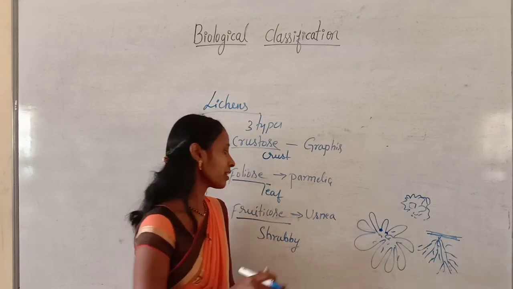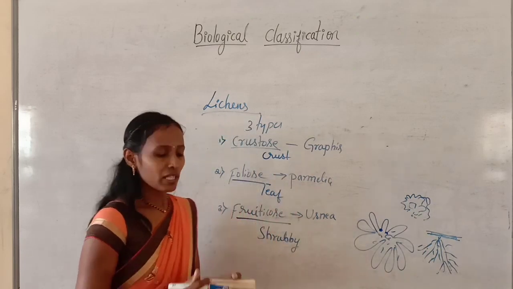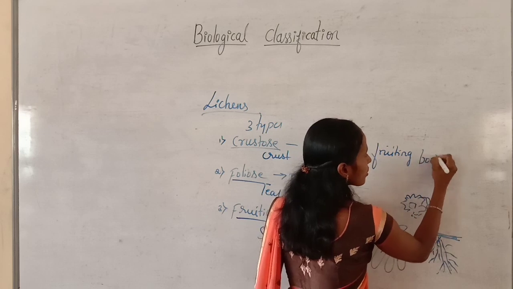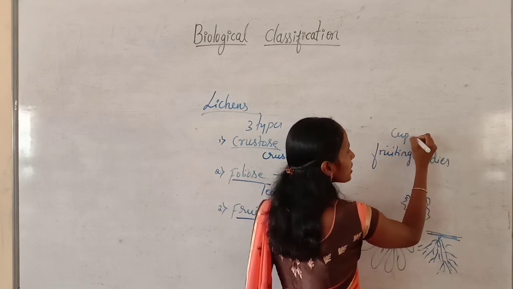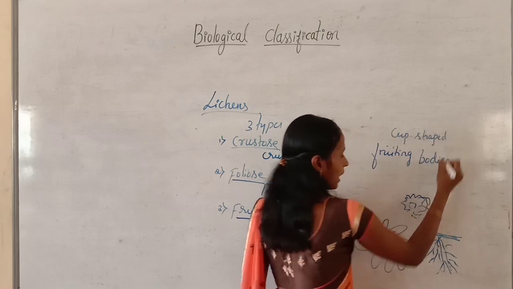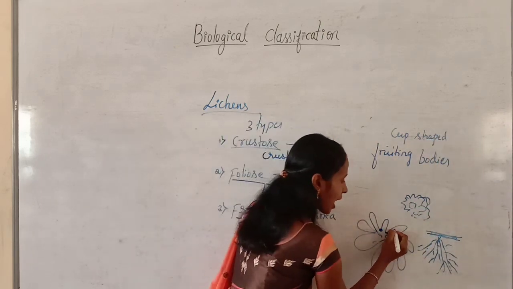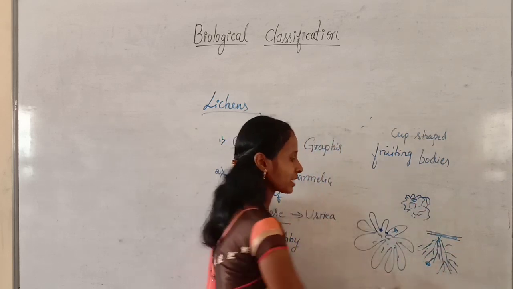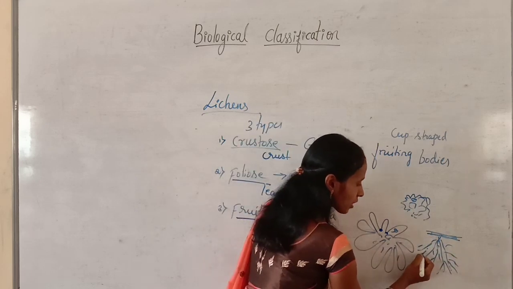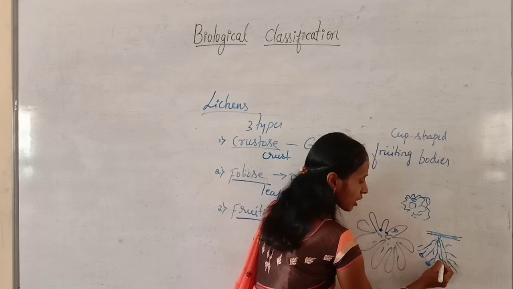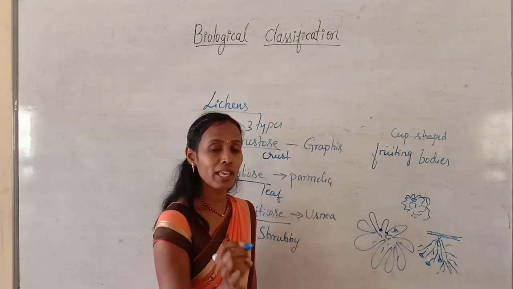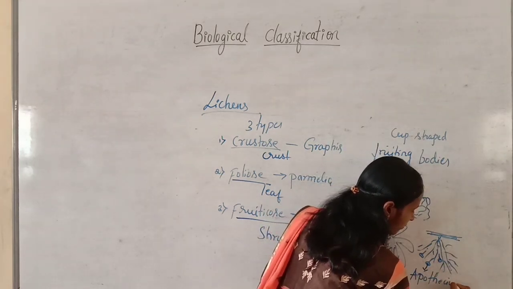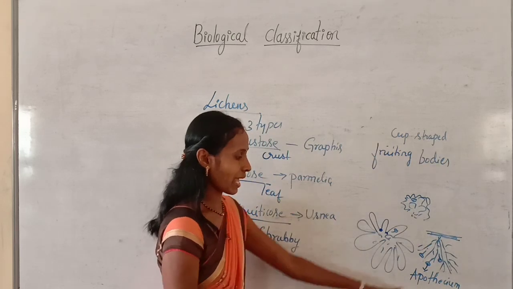And one more important thing, these lichens have some fruiting bodies. Here the fruiting bodies are cup-shaped structures. In all these types of lichens, you may have observed some cup-like structures like this. It can be clearly visible in the fruticose lichen. At the tip, and not only at the tip but here and there, we will find some cup-like structures. These fruiting bodies are called apothecium.